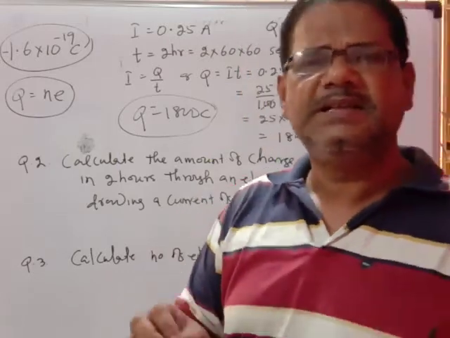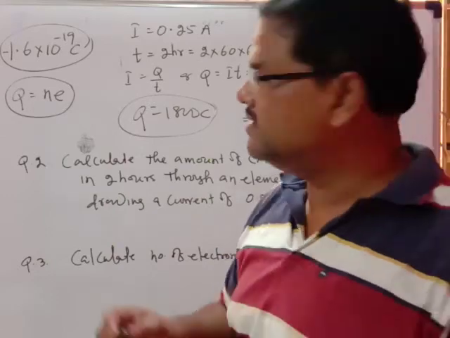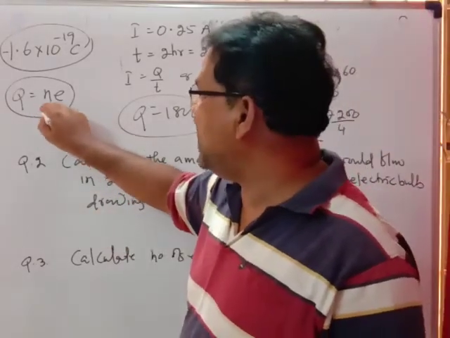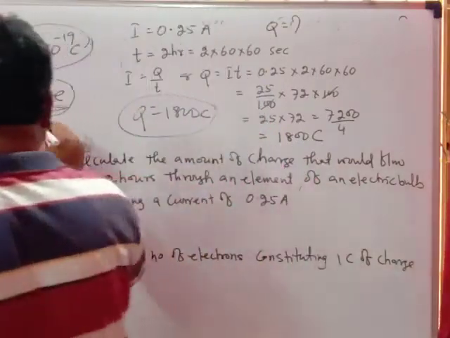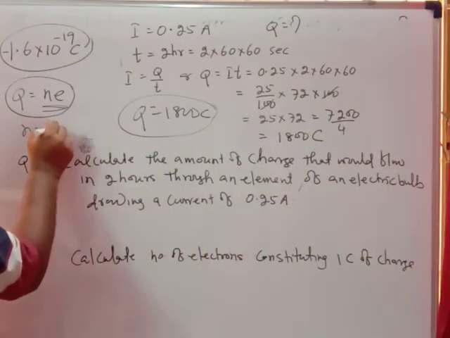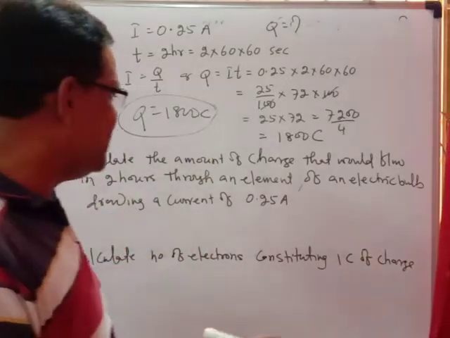So simply, you should know that the charge in the body is Q equal to Ne, and N is an integer. Be careful, N is an integer: 1, 2, 3, 4, 5, 6, 7, like that.